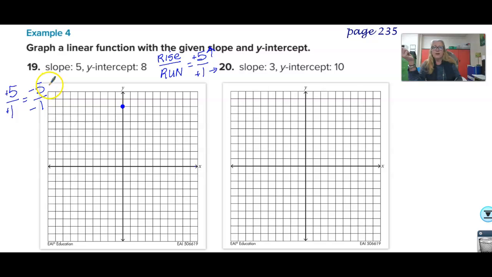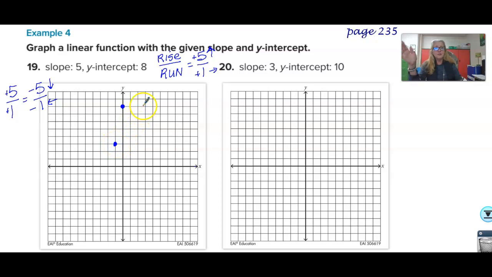This is a negative 5 on top, so this means you're going to go down 5. This is a negative 1 on bottom, so you're going to go left 1. So from this point, you're going to travel, and not from the origin. Don't start at the origin. Kids like to do that. You start at your starting point. Go down 5, 1, 2, 3, 4, 5, left 1.